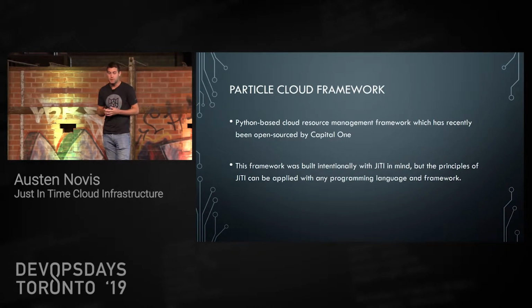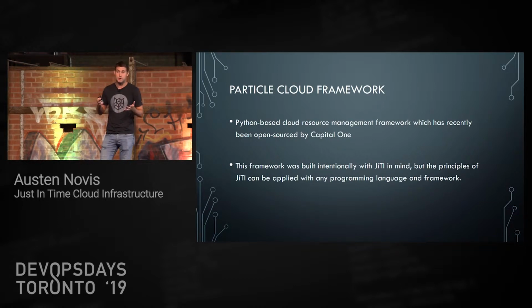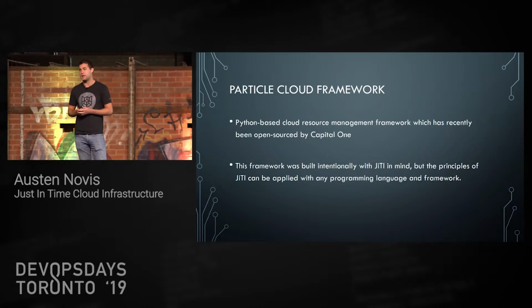Now I want to talk a little bit about how we started tackling some of this principle. The main thing is, we built our own Python-based cloud resource management framework, which has recently been open sourced by Capital One under the name Particle Cloud Framework. This framework was built with this just-in-time infrastructure model in mind, but it's not a requirement if you want to follow some of these principles.